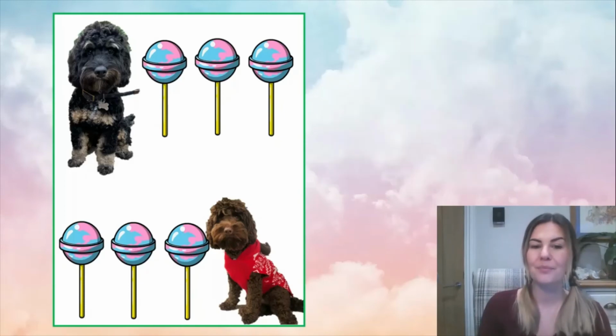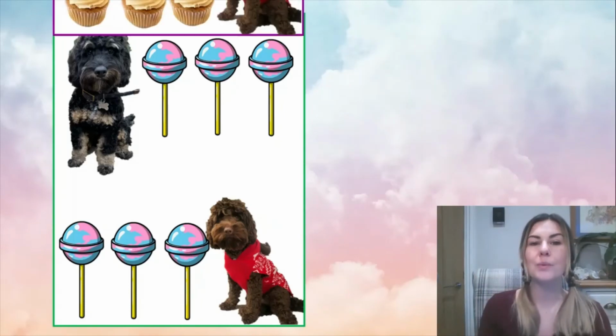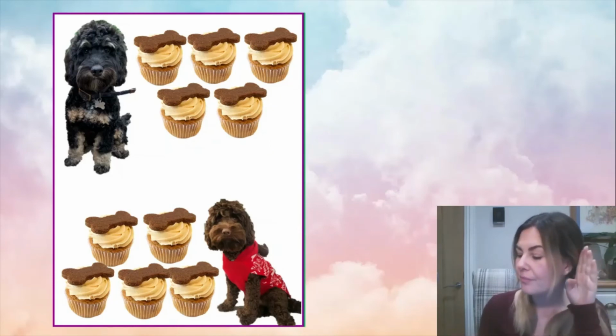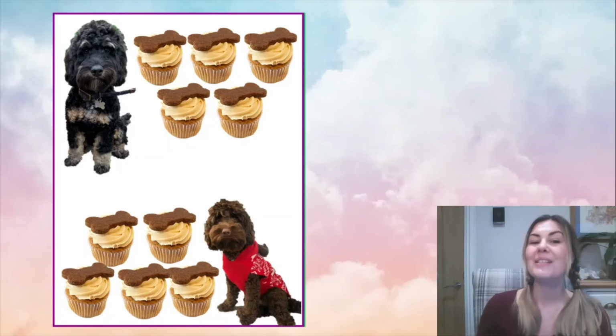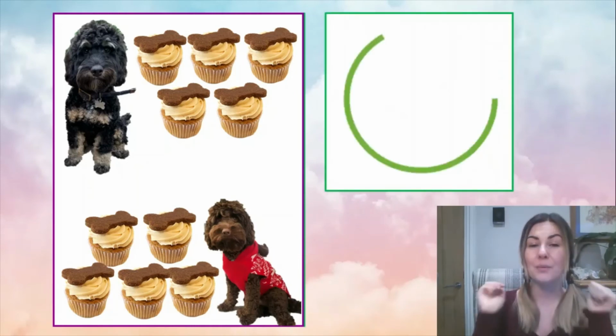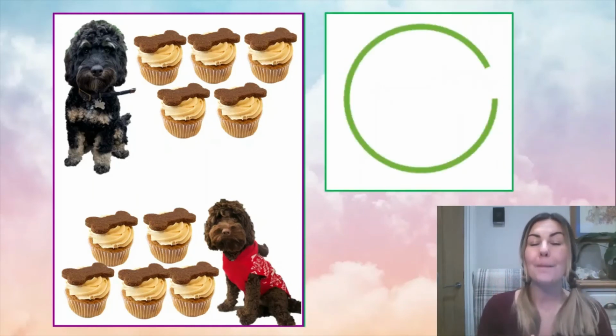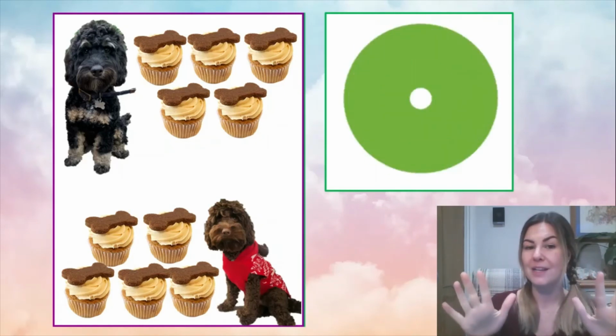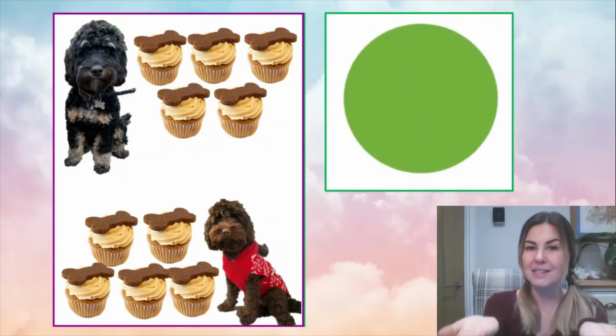Fantastic. The second box was the purple box and we were halving some cupcakes. Can you tell me if it was correct or incorrect? Well done if you said it was correct. Mochi had 5 cupcakes and Soji had 5 cupcakes. So they both had the same amount.